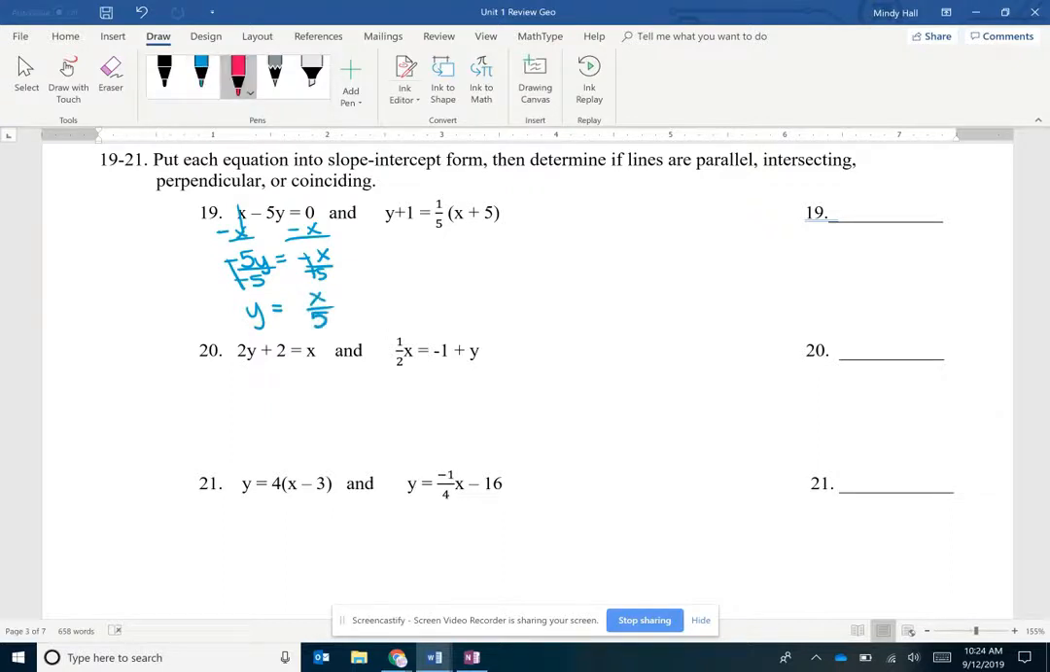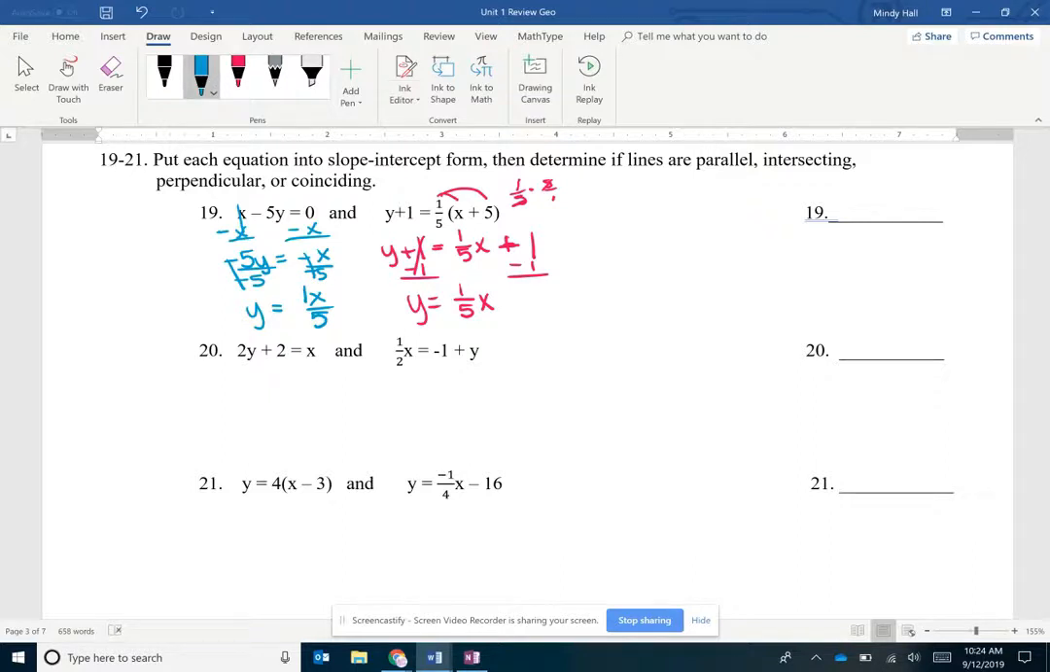So then with this one, I would have y plus 1. I would distribute that 1/5. So it's 1/5 x plus 1/5 times 5 is 1, because the 5s cancel. 1 over 5 times 5 over 1, cancel that. So then, because we're solving for y, I'm going to subtract the 1, and I get y equals 1/5 x. 1 minus 1 is 0. So even though in the blue it's not written as 1 over 5x, it really is 1 over 5x.